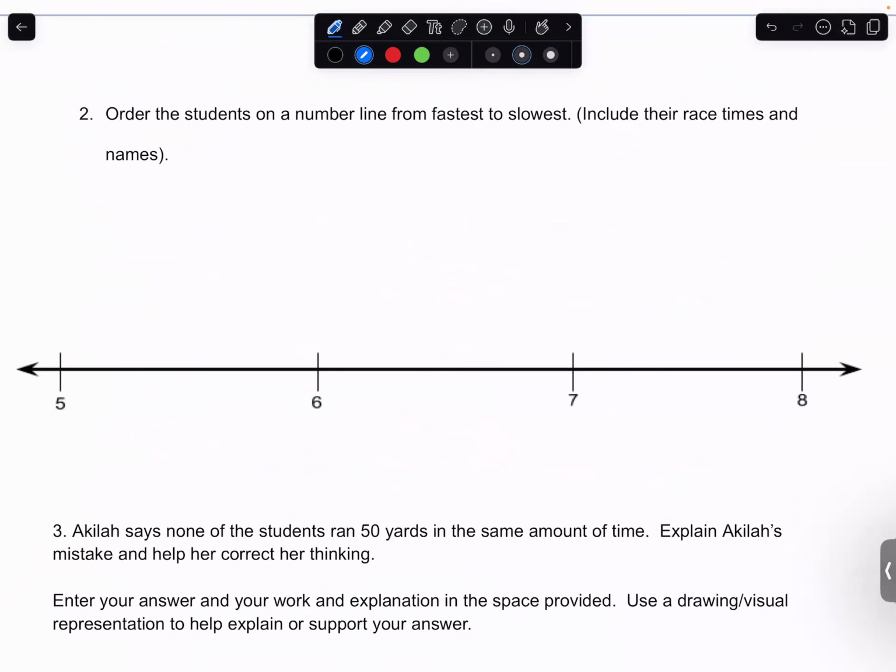Remember, this second question on the test, since it's on the computer, is a drag and drop. So that'll be a little bit easier. It says here, order the students on a number line from fastest to slowest. If someone's running fast with time and decimals, that means they're going to have the least amount of time. Someone running slower, taking more time, will move towards the right. So the least time will start on the left, and then we move towards the right if they are taking the most amount of time.